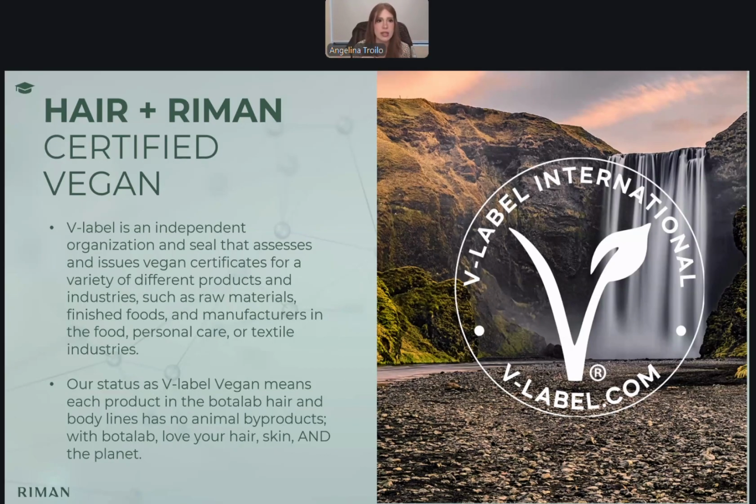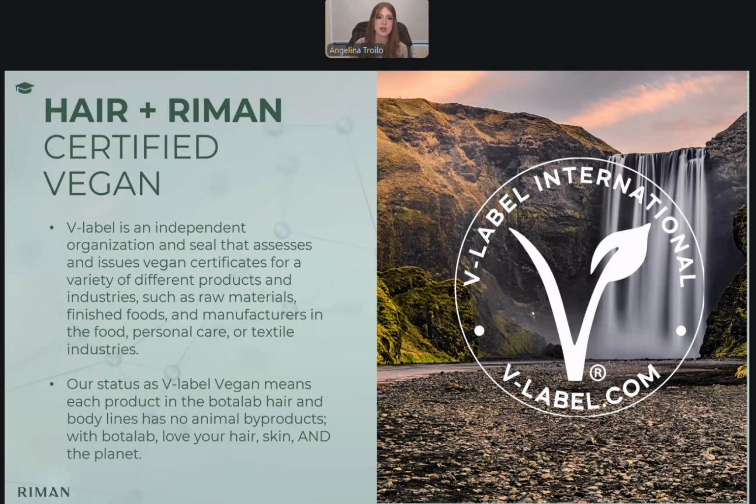So it's an independent organization. The seal is essentially confirming that a product was assessed and has been found to have no animal byproducts or materials. And the seal can be earned anywhere. It can be, of course, on raw materials and personal goods, but finished foods, manufacturers, and even textiles as well.